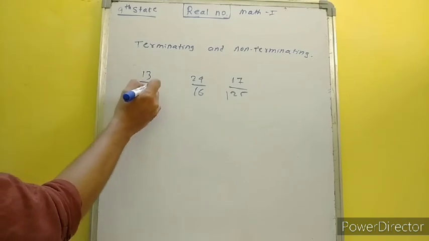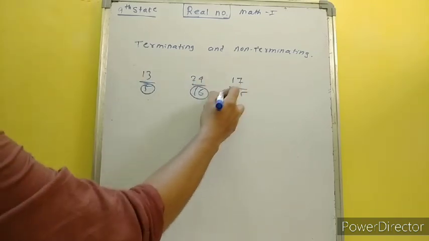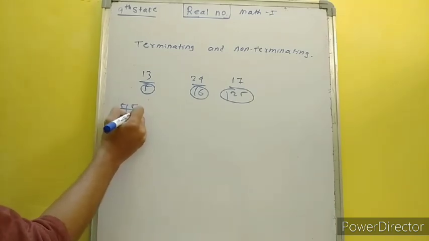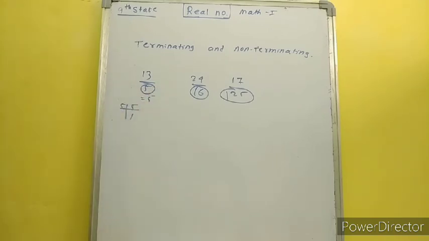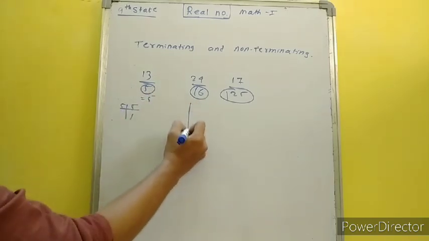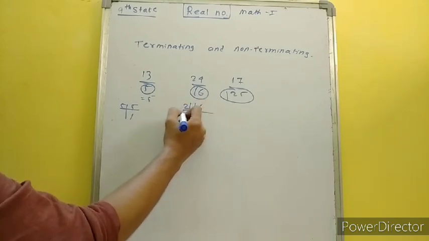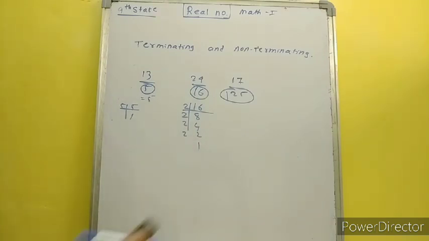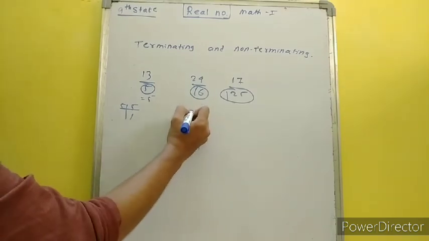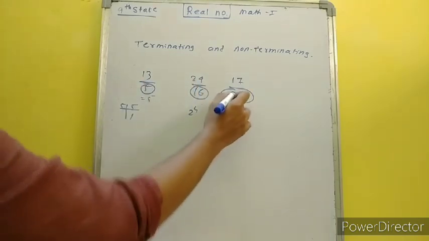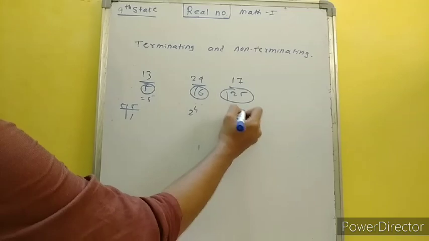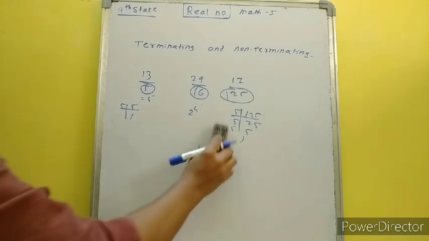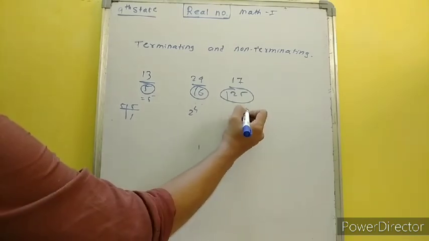See the denominator, and find the factors of the denominator. For 5 we have only one factor, 5. 1 we will not consider. For 16: 2 8s are 16, 2 4s are 8, 2 2s are 4, 2 1s are 2. We have 4 times 2, which means 2 raised to 4. For 125: 5 25s are 125, 5 5s are 25, 5 1s are 5, so it is 5 raised to 3.